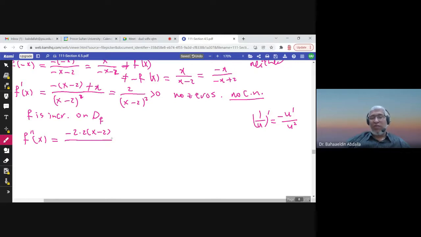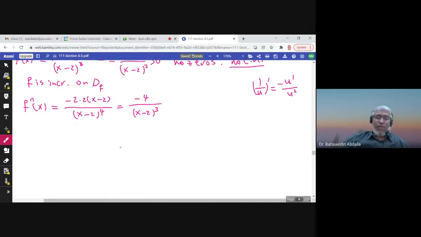So this is negative u prime times 2, the number here, over u squared. So I have x minus 2 to the power 4. And I can cancel x minus 2 with x minus 2 to the power 4. So I'll have negative 4 over x minus 2 to the power 3. And you can notice that f double prime does not exist at 2, because 2 is not in the domain, and negative 4 is always negative.